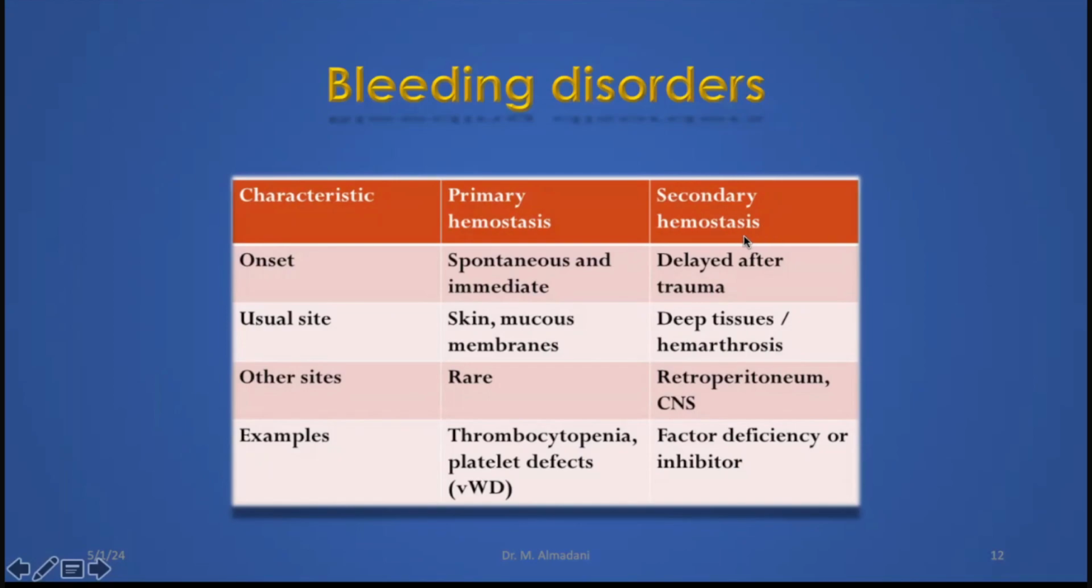But what about the secondary hemostasis? If there is a problem in the coagulation cascade, the clotting factors, what will happen? There is delayed bleeding after trauma. That means, because the vasoconstriction is there and the platelet plug formation is there, this will initiate the hemostasis for a short period of time. It will hold the ongoing bleeding for a short period of time till the coagulation cascade is well established. Then the hemostasis will be optimum.